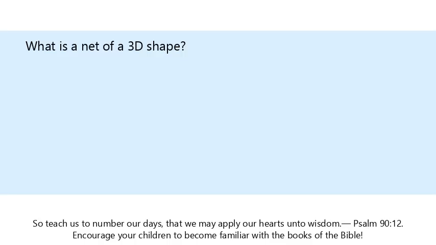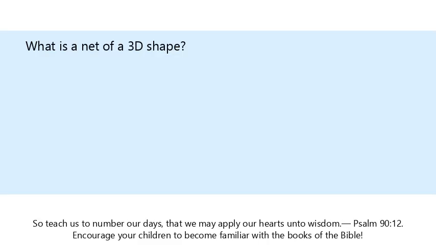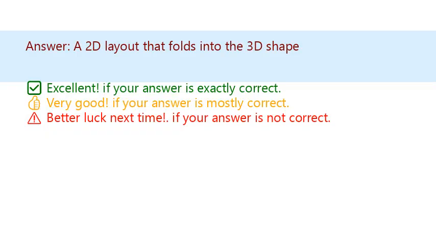What is a net of a 3D shape? Answer: a 2D layout that folds into the 3D shape.